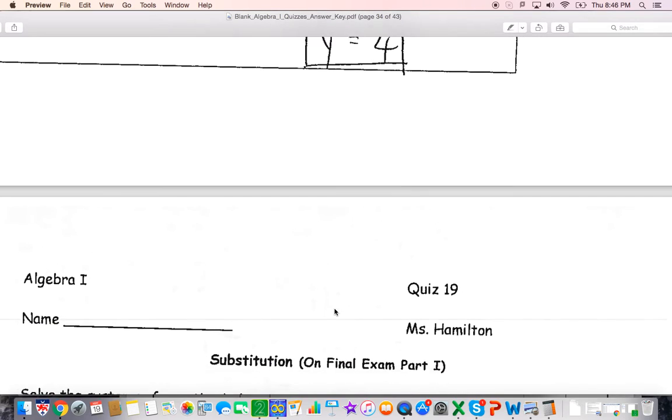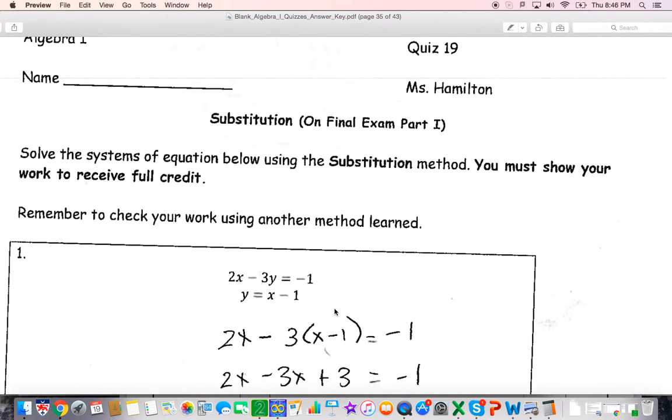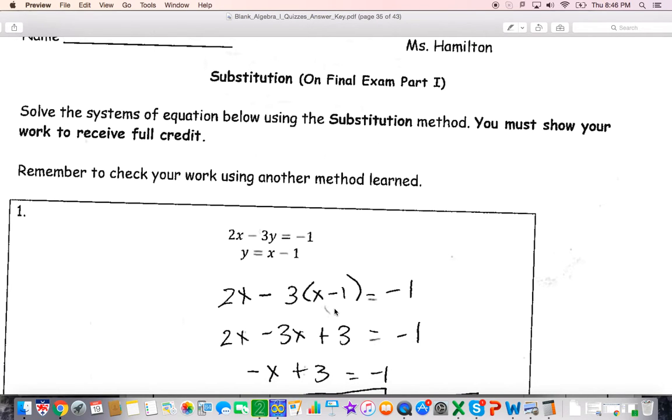All right. Now there is one more way in order to find x and y in a system of equations. And that final way is substitution. So we've learned elimination, we've learned graphing, and now we're going to do substitution.